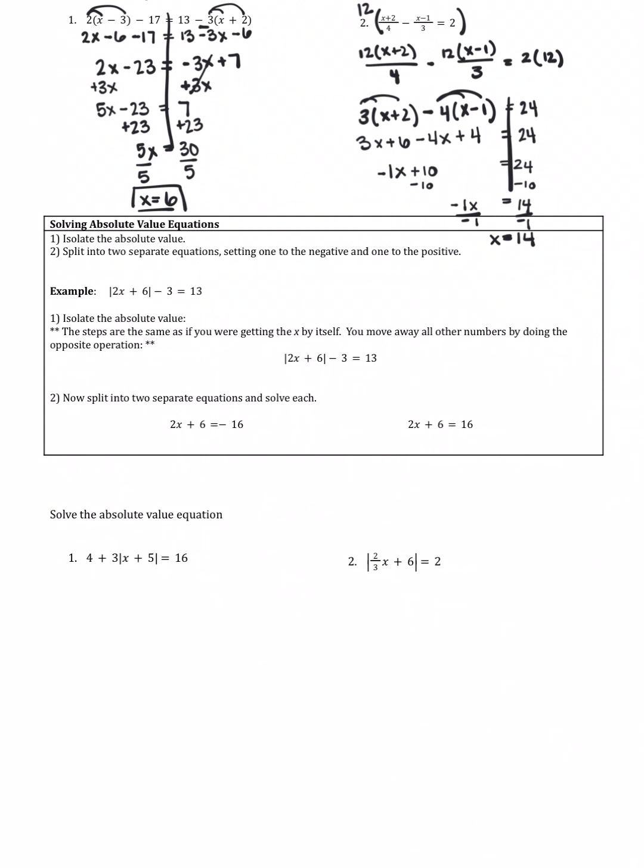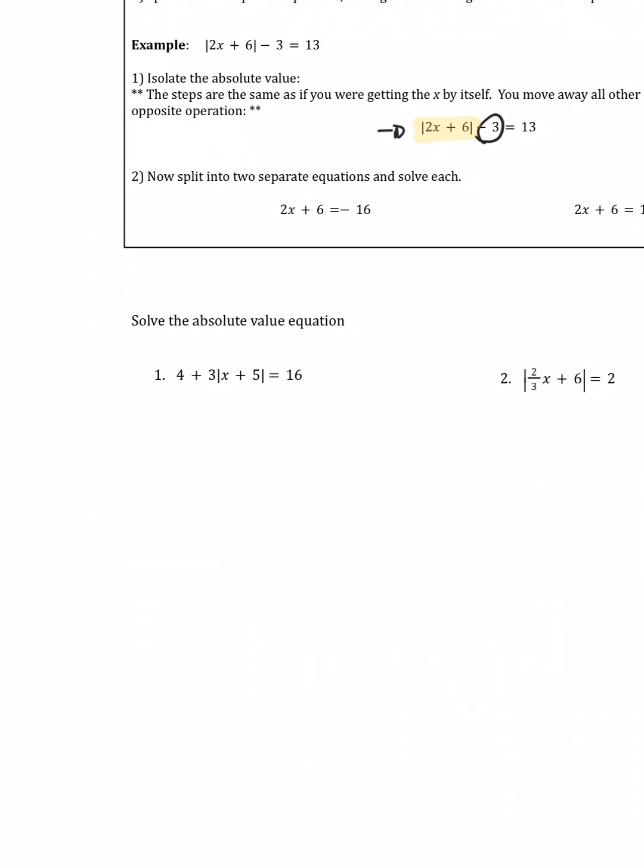Okay? So in the example that I'm showing here, the absolute value of 2x plus 6 minus 3 equals 13, I have to get rid of this minus 3 because that's what's on the outside. What I normally do, and this may or may not help you, is highlight the absolute value bars. That's what I have to get alone first. So I have to get rid of whatever's not highlighted before I can split into two separate equations, one equal to the positive and one equal to the negative. So let's look at example number 1 down here.